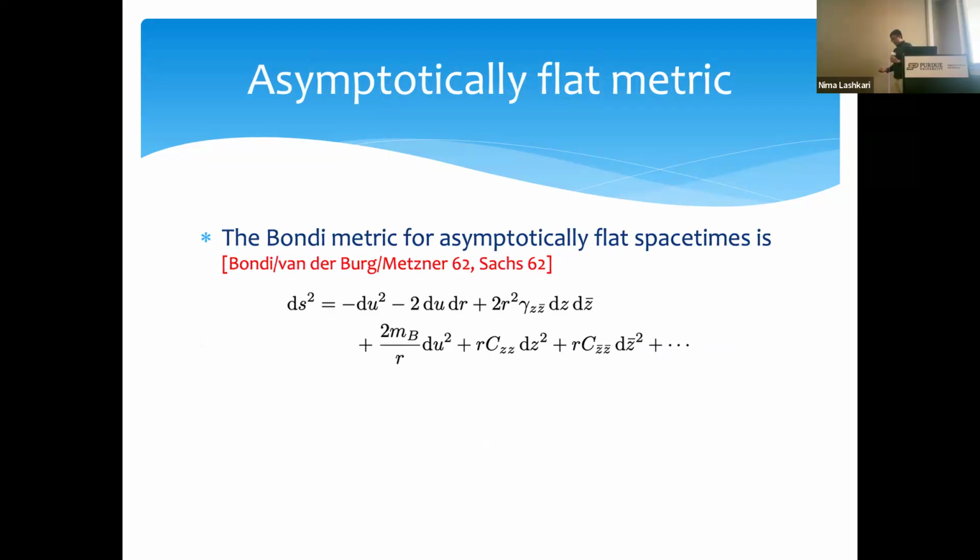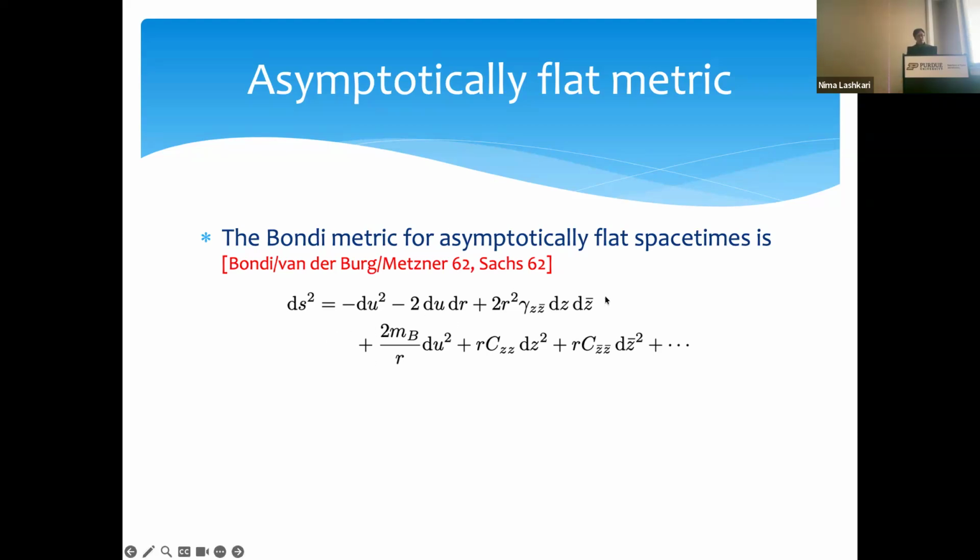So far, I've said a lot about asymptotically flat spacetimes, and I hope that intuitively you know what it means. But let's now be a little bit more precise, because we're serious physicists. What do we mean by asymptotically flat metrics? This was first studied in 1962 by Bondi, van der Burg, Metzner, and Sachs. And the class of spacetime metrics that we have in mind is given as follows.